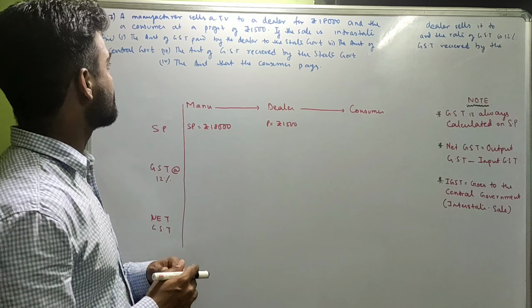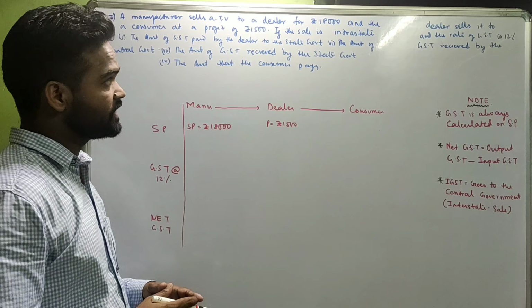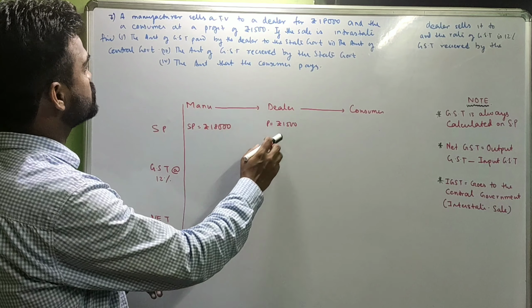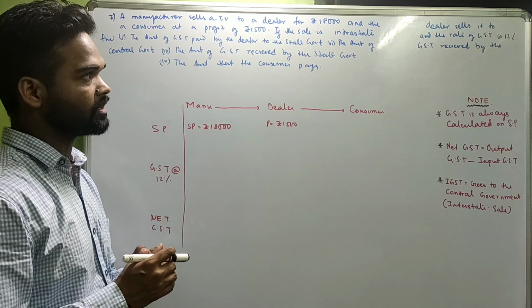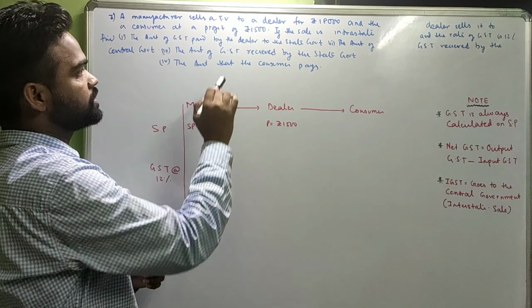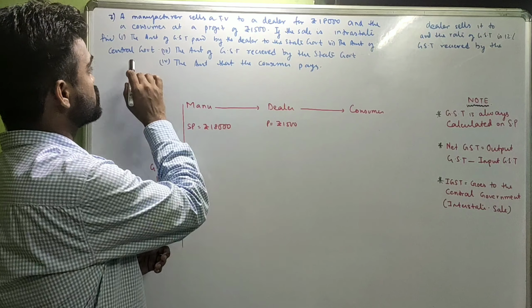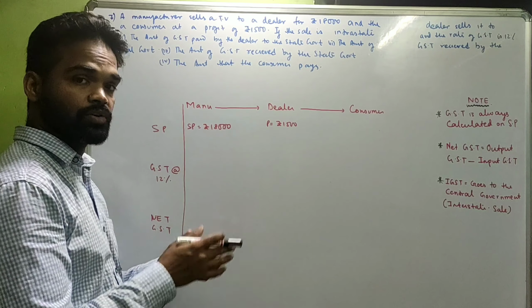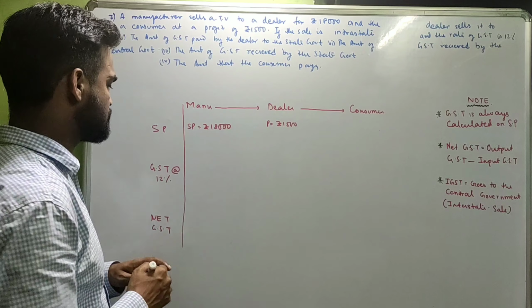Now look at sum number 7. A manufacturer sells a TV to a dealer for rupees 18,000 and the dealer sells it to the consumer at a profit of 1,500. If the sale is intrastate and the rate of GST is 12%, find the amount of GST paid by the dealer to the state government, the amount of GST received by the central government, the amount of GST received by the state government, and the amount the consumer pays, step by step.